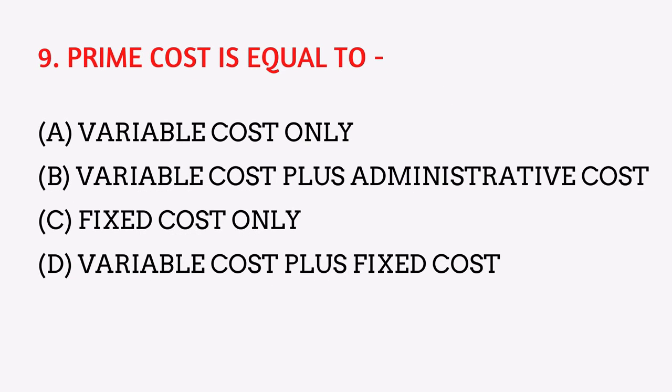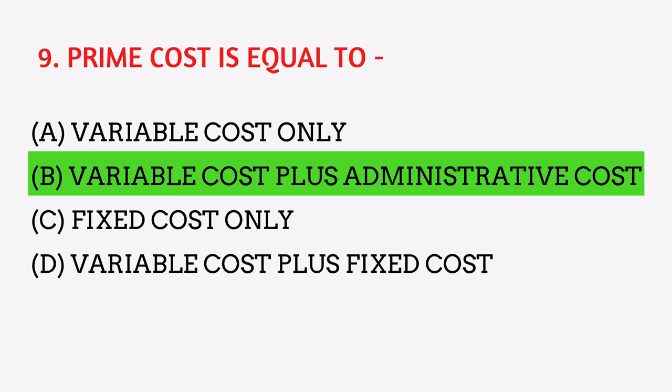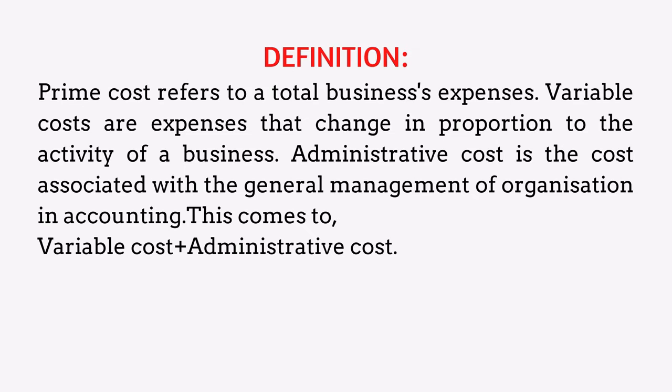Prime cost is equal to... The answer is variable cost plus administrative cost. Prime cost refers to total business expenses. Variable costs are expenses that change in proportion to the activity of a business. Administrative cost is the cost associated with the general management of an organization in accounting. This comes to variable cost plus administrative cost.